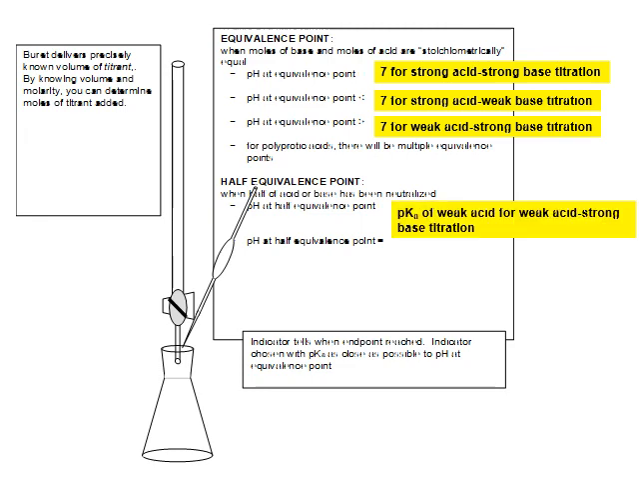For this reason, the pH at the half equivalence point will be equal to the pKa of the weak acid for a weak acid strong base titration. This is due to the Henderson-Hasselbalch equation and the ratio of the A- to HA being equal to 1.